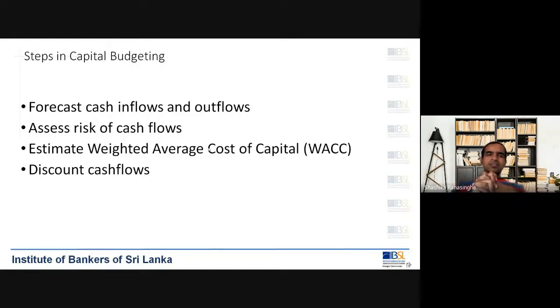Then you need to assess the risk of cash flows. How likely are you to receive a certain cash flow? Or how likely is it that you may not receive the cash flow? What is the risk? What are the underlying risk factors? Estimate weighted average cost of capital. What do you mean by weighted average cost of capital? What do you mean by weighted average?